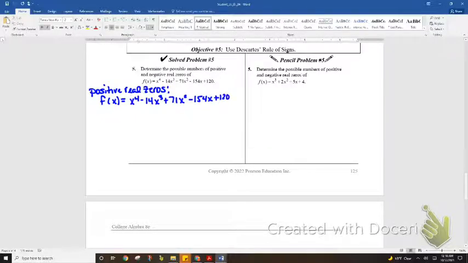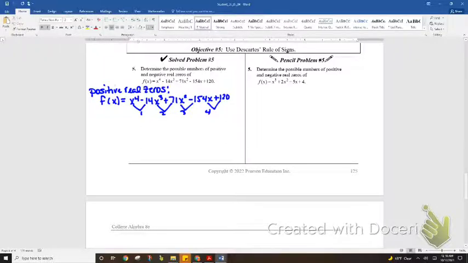We started out with a positive x to the fourth, and it went to a negative 14x cubed. So that changed. It was a positive, then it's a negative. Now we go from a negative 14x cubed to a positive 71x squared. It changed there again, from a negative to a positive. Then we have a positive 71x squared to a negative 154x. It changed from positive to negative. And then we have a negative 154x to a positive 120. It changed again. So we have 1, 2, 3, we have 4 sign changes.